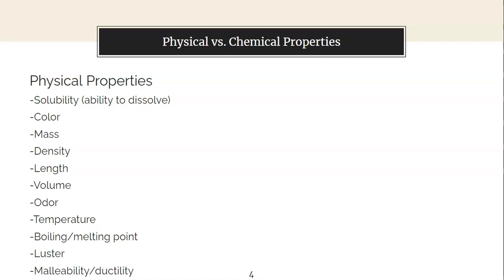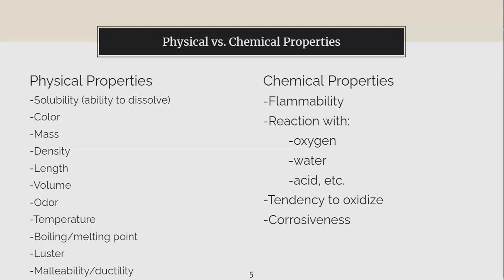Temperature, boiling or melting point. When I boil or melt something, I'm not actually changing the substance, I'm just changing its state of matter. If I boil water, it's still H2O. Okay? Its luster or shine, and its malleability or ductility. We'll define those in a minute.